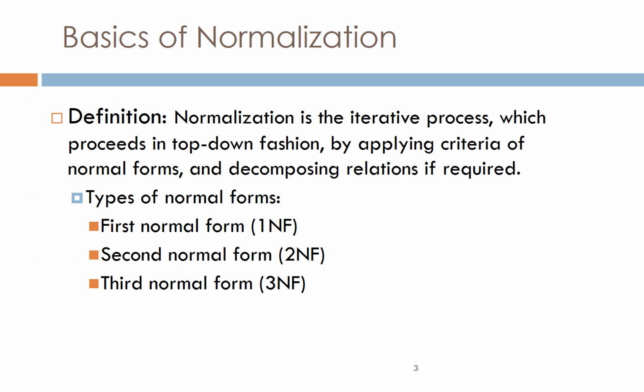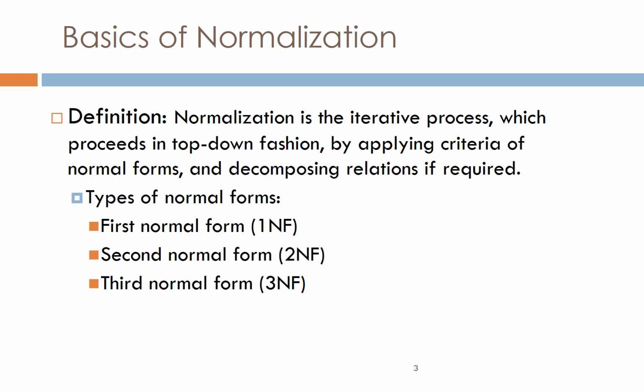Basics of normalization. First of all, we see the definition, or what is normalization. Normalization is the iterative process which proceeds in top-down fashion by applying criteria of normal forms and decomposing relations if required. That means normalization is one kind of process, and this process is an iterative process which performs in a repetition manner, which proceeds in a top-down fashion.